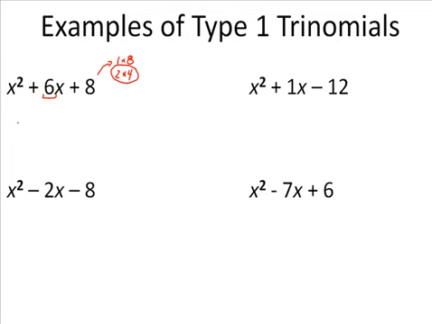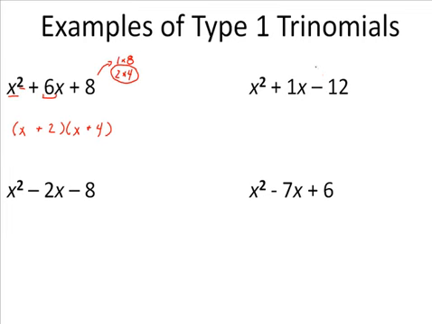Once I've picked my factors, all I need to do is set up my factoring brackets, take my variable, which was x, and my first term was squared, so I put an x in each bracket, and then I put my two terms, a positive 2 and a positive 4. They multiply together to make positive 8 and add together to make positive 6.